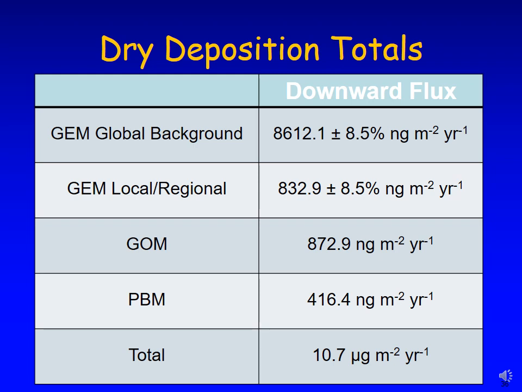If we look at local and regional sources, it's about 1/10, a very significant fraction of the mercury being deposited. For the water-soluble gaseous oxidized mercury, the local and regional sources through dry deposition are a little bit more than twice as much as the local elemental mercury, because it's water soluble. And then we have the particles, which are about half of that. And so the total amount that's deposited through dry deposition is essentially 10.7 micrograms per meter squared per year, but 8.6 of that is coming from the global background.